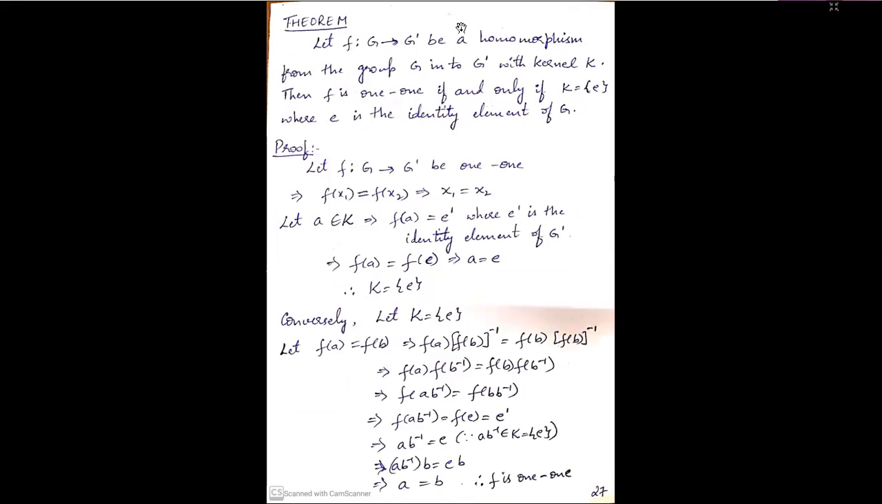Now let us look at the next theorem. Let f from G to G dash be a homomorphism from group G into G dash with kernel K. Then f is 1-1 if and only if K is equal to the singleton identity, where e is the identity element of G. So here you have an if and only if condition. First we assume f is 1-1 and show that K is equal to singleton identity, and next we assume K is equal to singleton identity and show that f is 1-1.